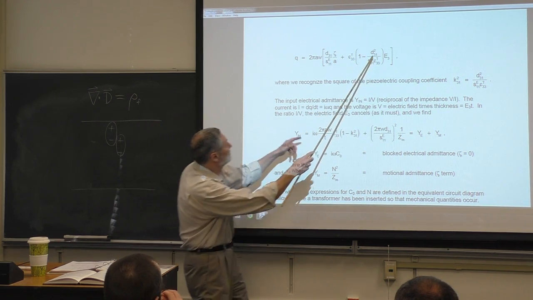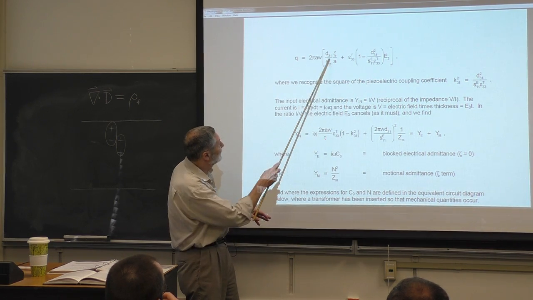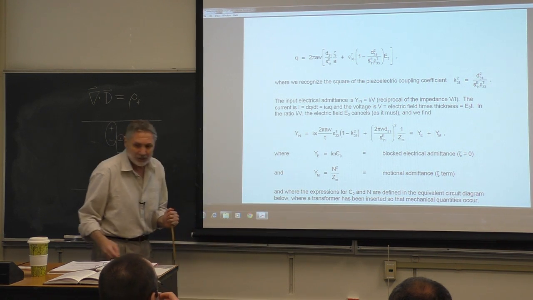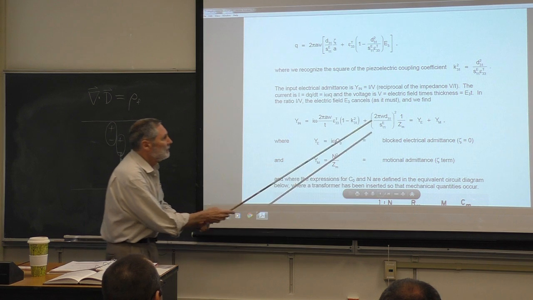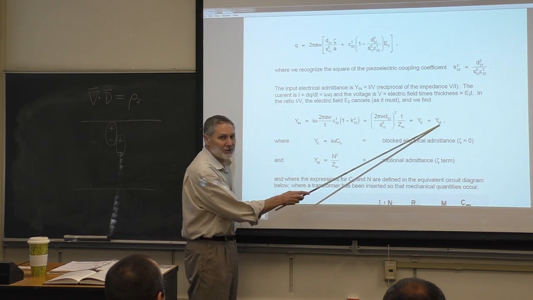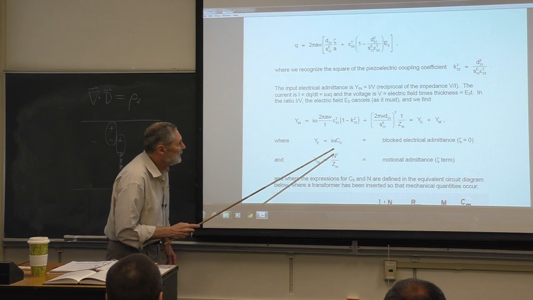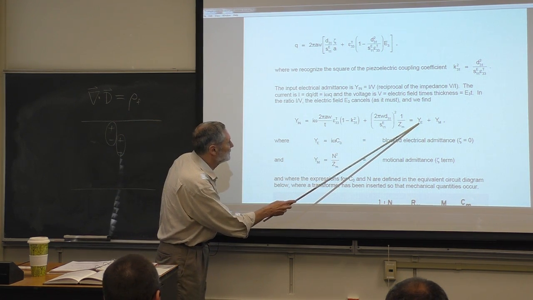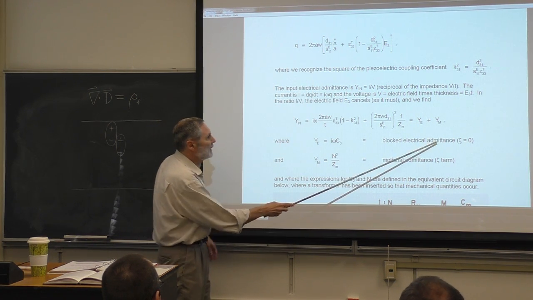Now these things have switched. This one's for the standard form. We put this one down here, the electrical one down here, and the mechanical one down here. So we see that the total input admittance is the sum of two admittances. There's an electrical and a motional or mechanical admittance, and the meaning of the electrical is when there's no mechanical motion, blocked.